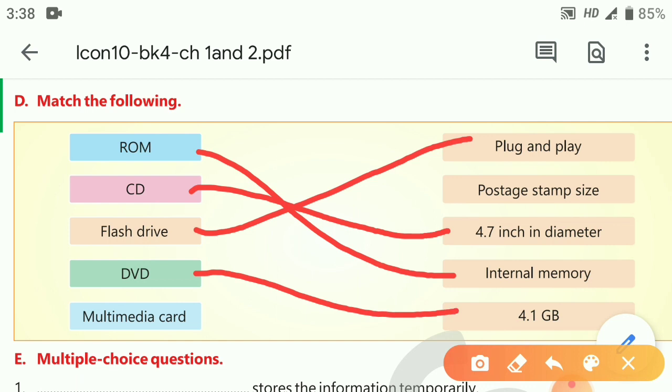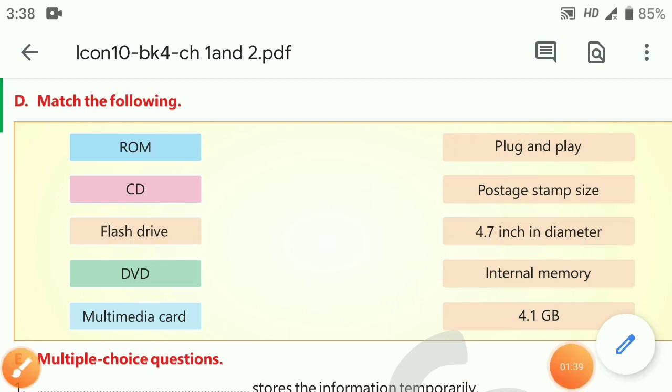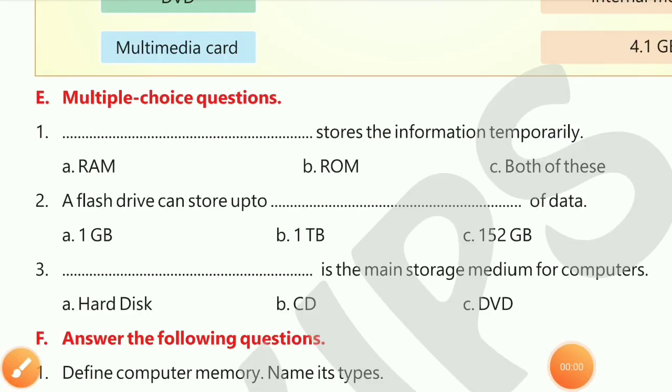Now the last one is multimedia card, means memory card. So the remaining answer is postage stamp size. So join multimedia card with postage stamp size. Matching is over here. Question E. Multiple choice questions. In short, MCQs.